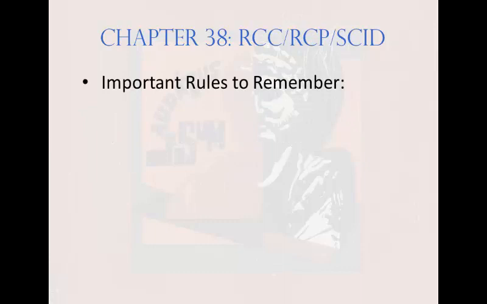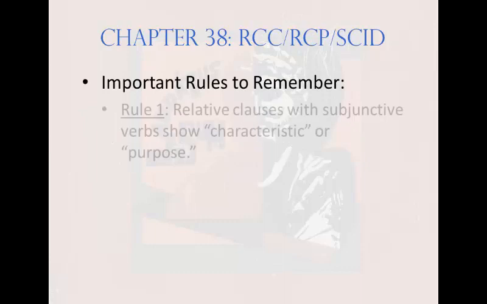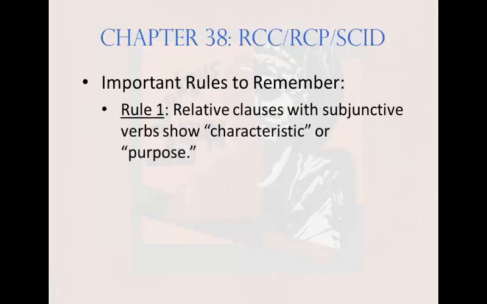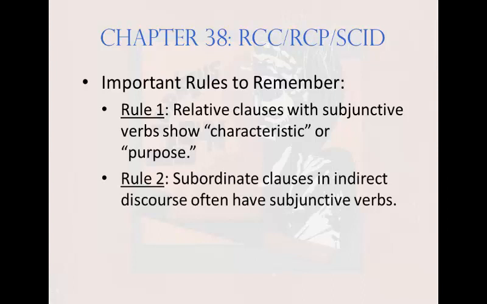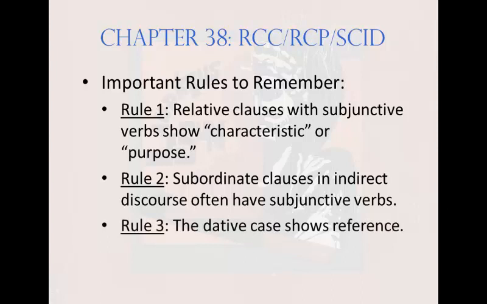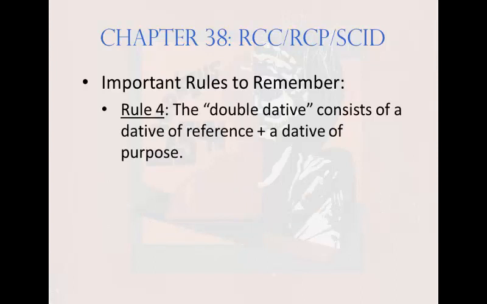There are 4 important rules to remember in this chapter. Rule 1. Relative clauses with subjunctive verbs show characteristic or purpose. Rule 2. Subordinate clauses in indirect discourse often have subjunctive verbs. Rule 3. The dative case shows reference. And Rule 4. The double dative consists of a dative of reference plus a dative of purpose.